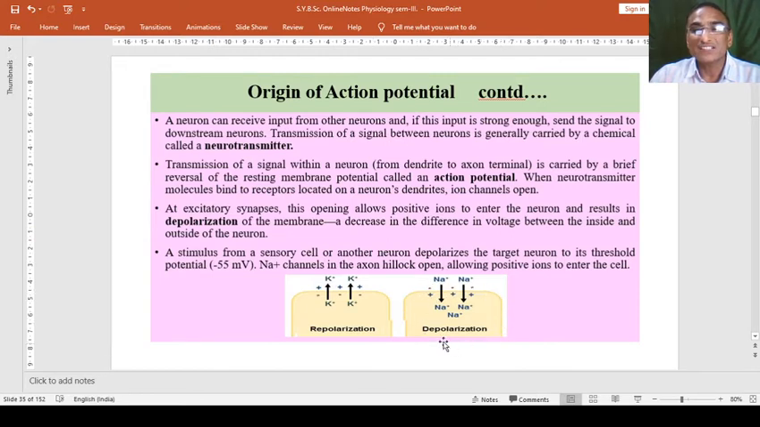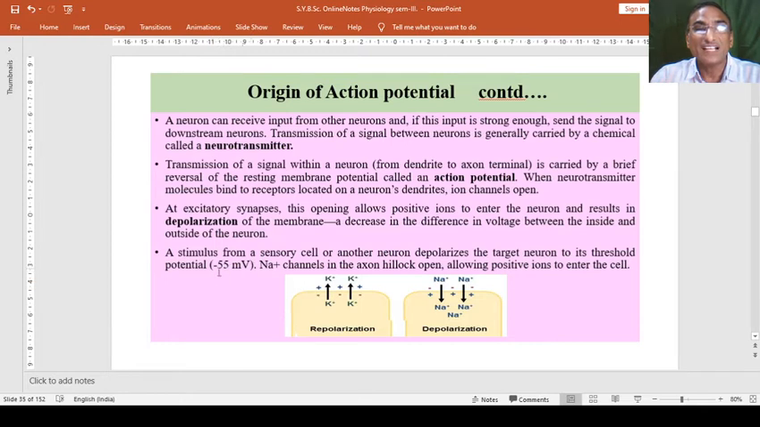endings, allows the positive ions to enter the neuron and results in depolarization. Particularly, this is the depolarization of the membrane and a decrease in the difference in voltage between the inside and outside of the neuron. Depolarization means the difference in voltage decreases, drops down. A stimulus from a sensory cell or another neuron depolarizes the target neuron to which the message is to be sent, and its threshold potential drops down.